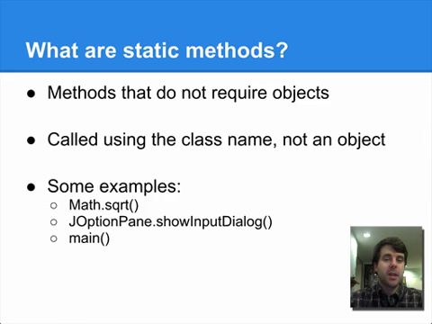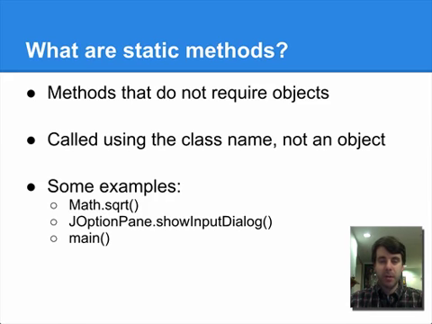For example, any method that you call from the math class is a static method because you have to say math dot whatever the name of the method is. There's a bunch of methods in the swing classes that are static methods. And of course the sort of granddaddy of them all, the method you've been using since day one, the main method, is a static method.